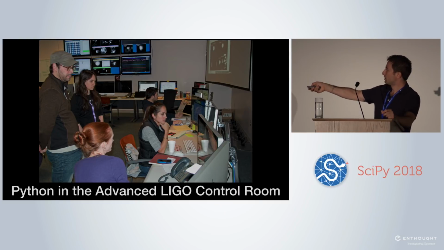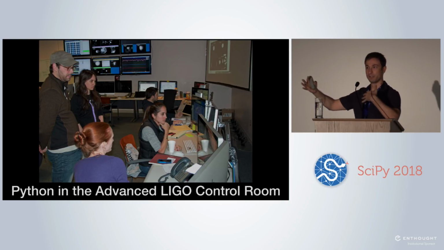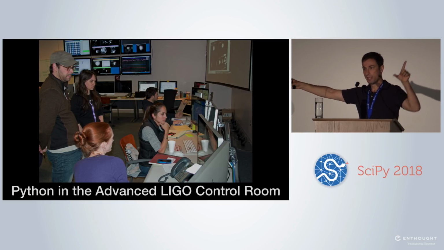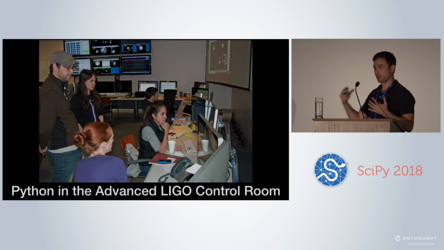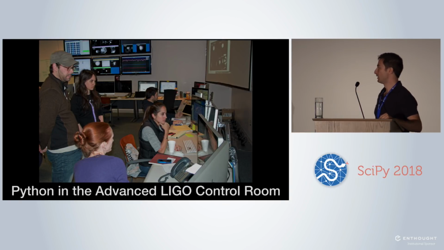I believe that this photograph was from the first acquisition of lock. So lock means getting the laser light to be resonant in each of the arm cavities of the detectors, and then getting the arm cavities in resonance with each other. Those are the steps that you need to go through to get to astrophysical sensitivity.